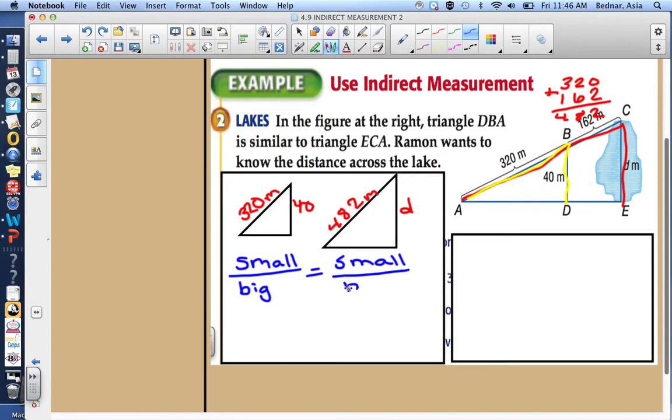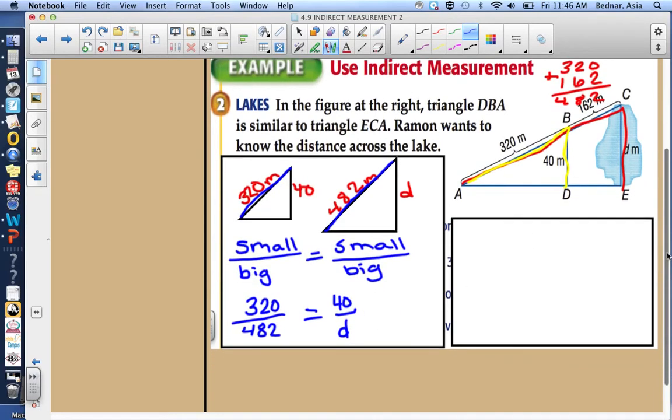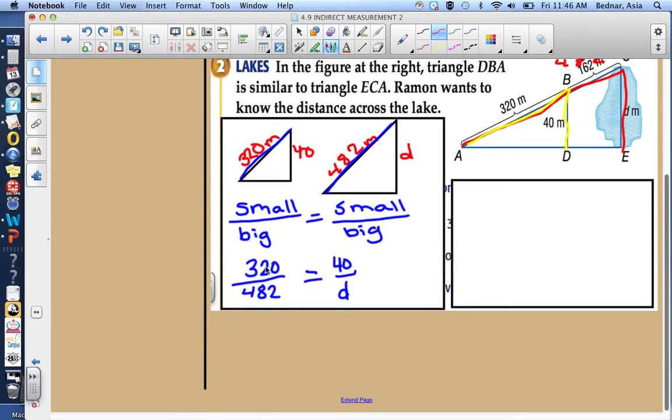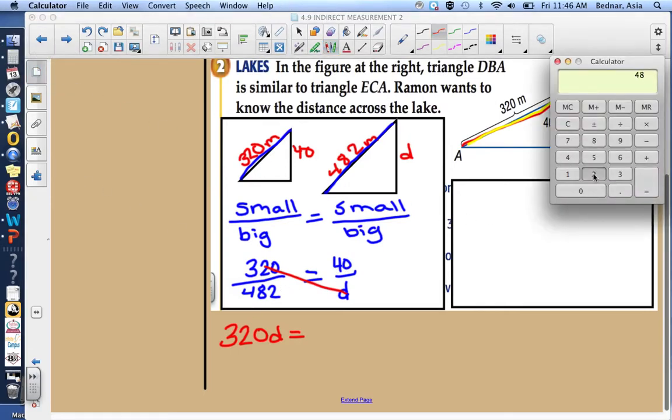First, I have to put in my data and set up my proportion. So my corresponding sides would be this side and this side. So I'll have 320 over 482 equals, go back to my small figure where it's 40 over the big figure where it's D. Now I have to use my proportions again, cross multiply. D times 320 is very simple, 320D. Then I have to multiply this one, and because it's a Friday, I am going to use the calculator just so I do not make a mistake.